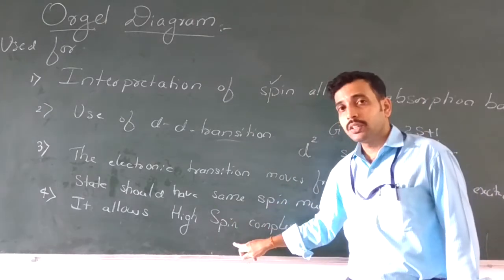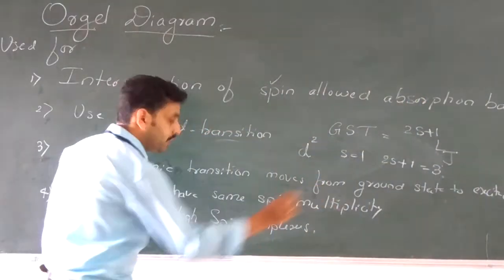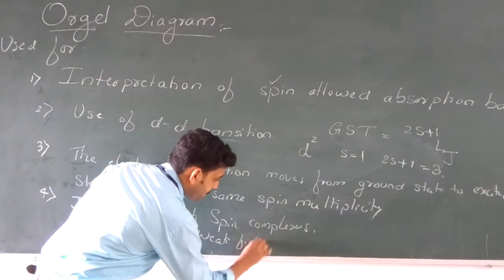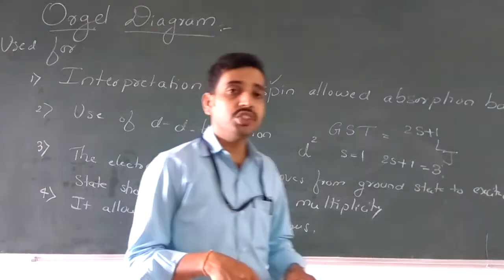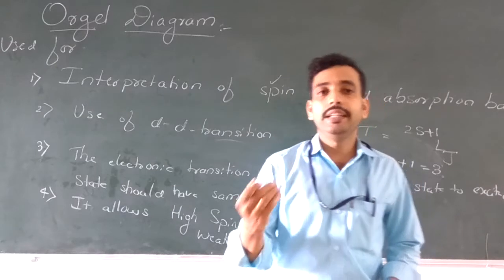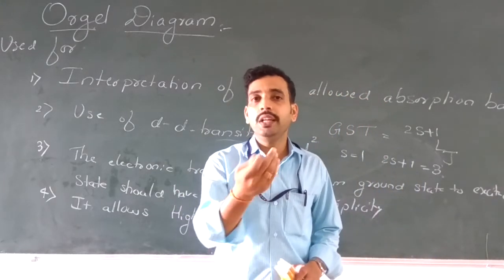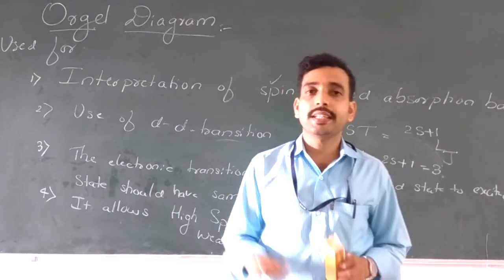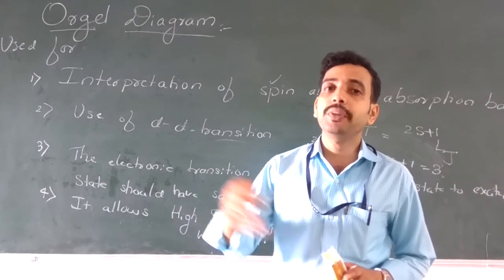High spin means weak field complexes. Weak field complexes means the metal is approached by ligands, and these ligands are weak ligands. That is the high spin complex or weak field complex. When the metal is approached by strong ligands, that is called a strong field complex or low spin complex.